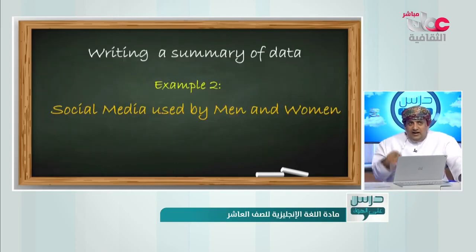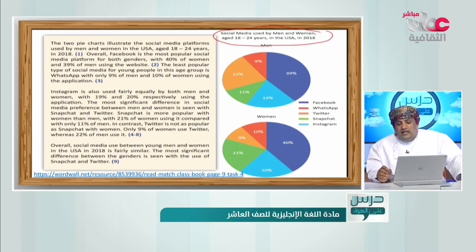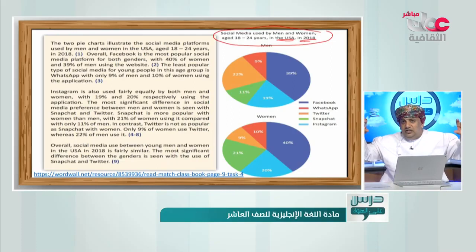So now let's get another example. Example number 2, social media used by men and women. I think this example is in your class book, unit 1. As you can see here, we have two pie charts. So let's read the title here. The title of the chart here: social media used by men and women aged 18 to 24 years old in the USA, 2018. So you should write all this information in the introduction.